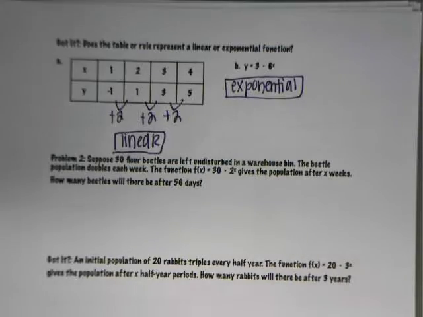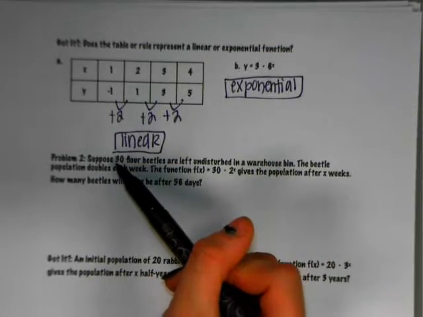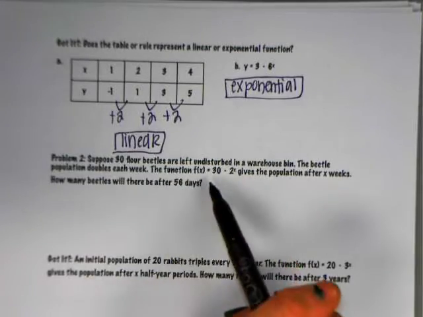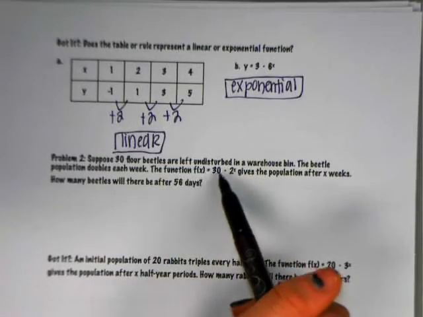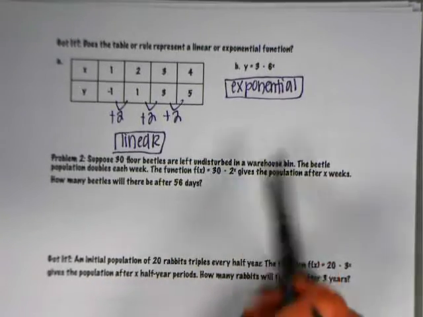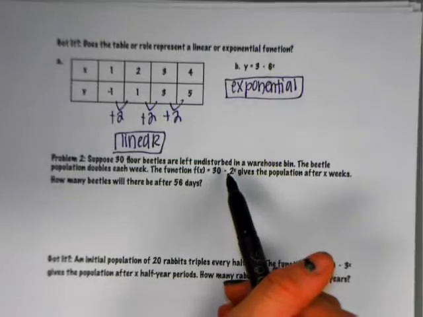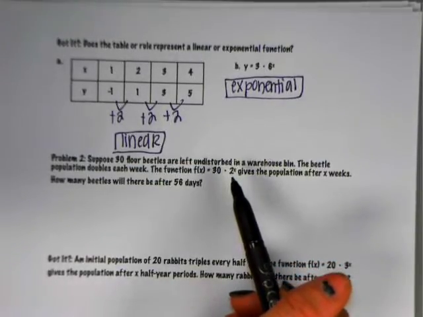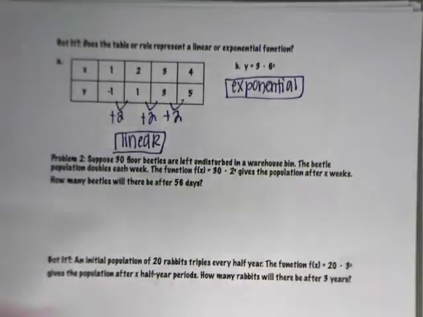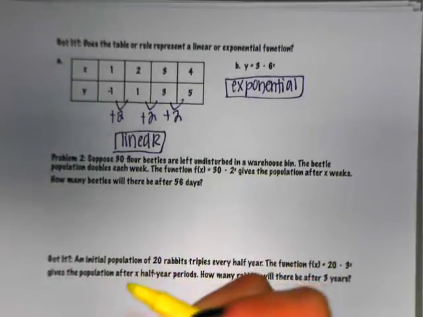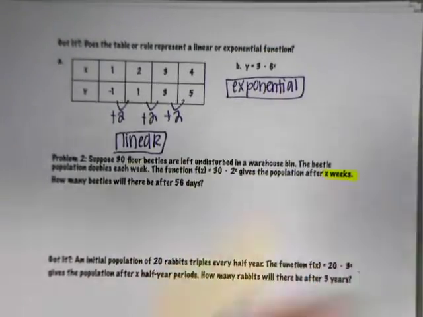So, a couple things. You're starting out with 30 beetles, right? That's why in the function, the 30 is the first number. That's always your starting value, the y-intercept. And then it says it's doubling each week. What's doubling mean? Times 2, so that's why this is a 2. Just so you guys understand how it was formed, okay? And then it says x is x weeks. And it's asking how many after 56 days.